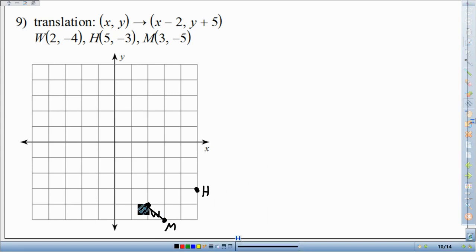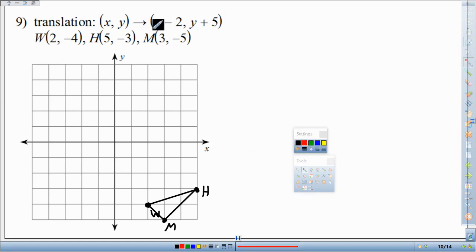Let's go ahead and connect the dots here. Lines going through my letters, that's okay. Okay, so there is my original. Now let's do the rule here. Okay, -2 to the x, +5 to the y.